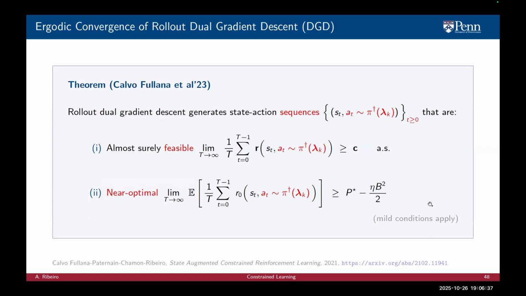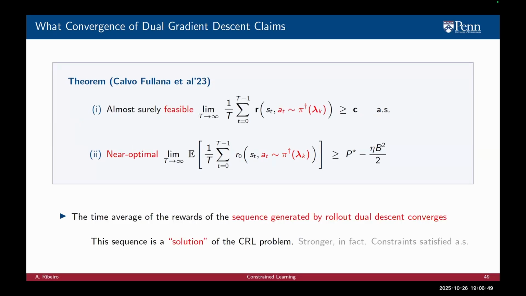And again, what we have here is almost sure feasibility and near optimality. But again, we have these summations on the outside, and as I have already argued, I cannot send these summations to the inside. However, let us not underestimate what this theorem is telling us, because what it's saying is that the time averages of the rewards of the sequence generated by the rollout dual descent algorithm does converge. So in a sense, the sequence of policies that I generate are a solution of the CRL problem. As a matter of fact, that is stronger because constraints are satisfied almost surely.